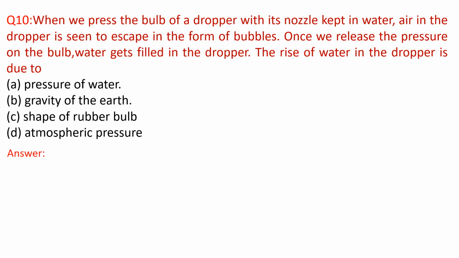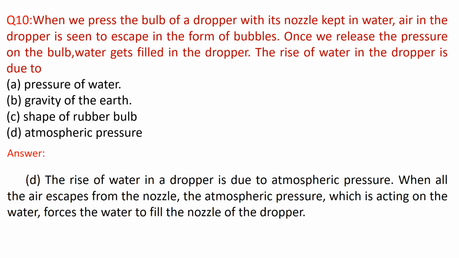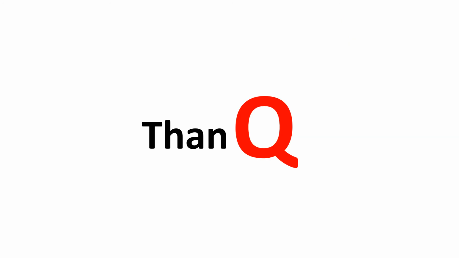We have four options: pressure of water, gravity of the earth, shape of the rubber bulb, and atmospheric pressure. So the answer for the rise of water in a dropper is due to the atmospheric pressure, that is option D. When all the air escapes from the nozzle, the atmospheric pressure acting on the water forces the water to fill the nozzle of the dropper. So yeah, absolutely.